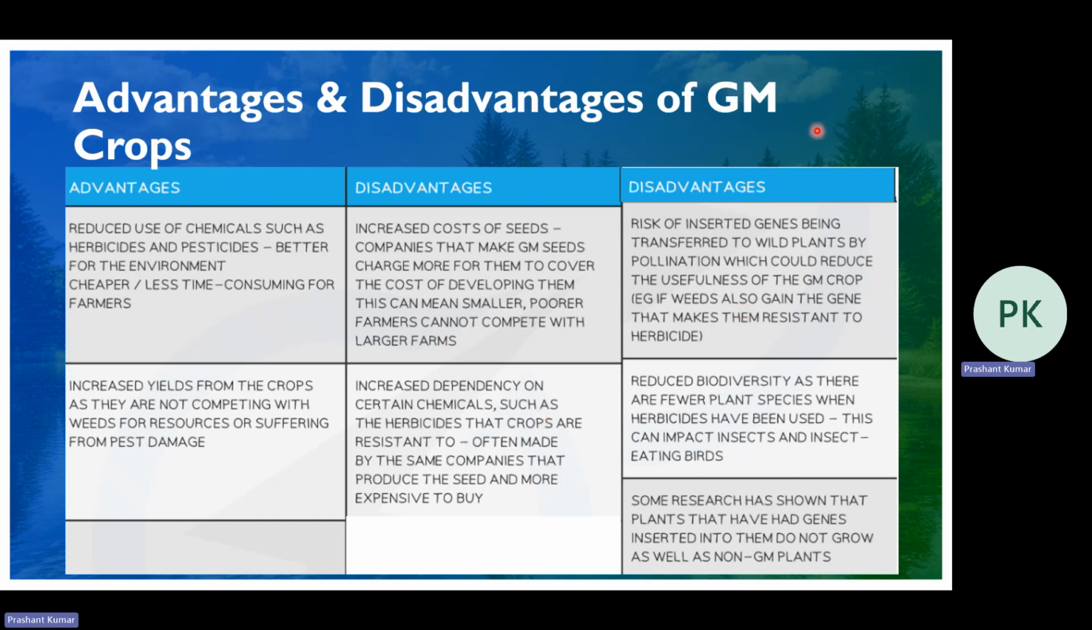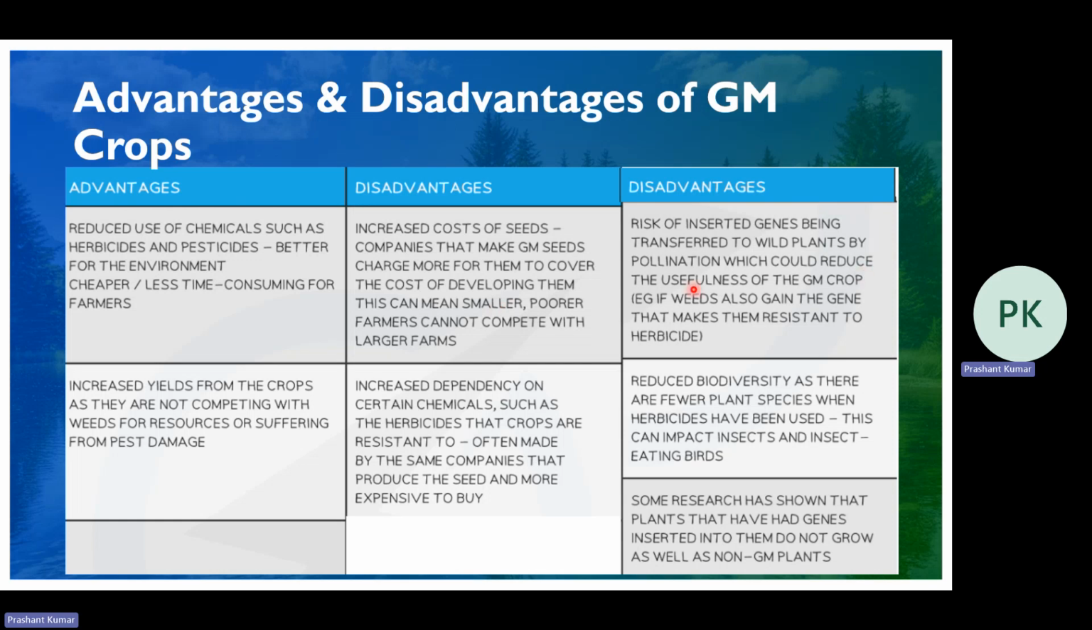What are the advantages and disadvantages of GM crops? Genetically modified crops are crops which have a mixed form of genes, like a lab-made concept and the biological core concept, both mixed. The advantage of using GM crops is reduced use of chemicals such as herbicides and pesticides, so the environment will be better and cleaner. It's a cheaper way, with less time consumption for farmers. It also increases the yield. Yes, this is very important. The yield has grown tremendously.